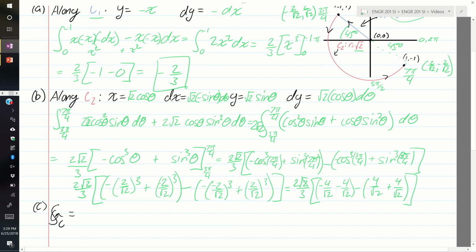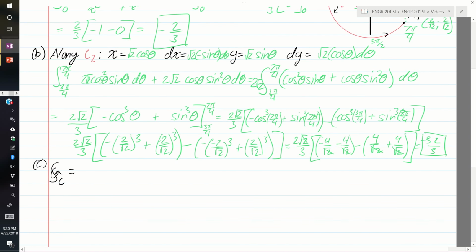So you can cancel out these root 2's for all of these. Just distribute that root 2. And then I have a negative 8 minus negative 8, so I have minus 16. And then times 2 and divide by 3. So negative 16 times 2 is negative 32 over 3. And then this should equal negative 2 over 3 minus 32 over 3, which then equals negative 34 over 3.